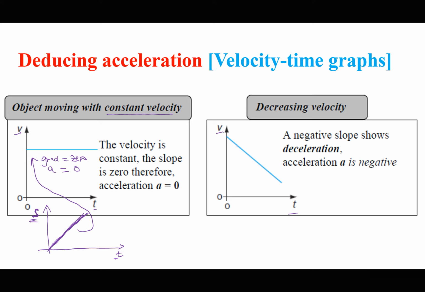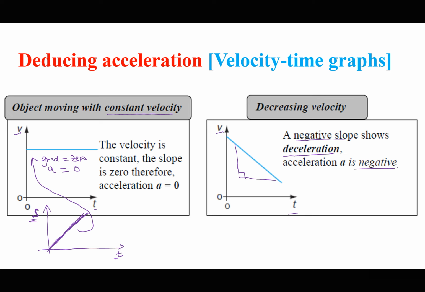If I try to find the gradient of this line here, this gradient is negative. It is a negative slope. So a negative slope will show a deceleration, or we would say that the acceleration is negative. It is not the same as saying the velocity is negative. So here a negative acceleration does not mean necessarily that the body is moving in the opposite direction. No. A negative acceleration simply means the body is slowing down. Yet a negative velocity means the body is moving in the opposite direction. So we should note the difference between those two.